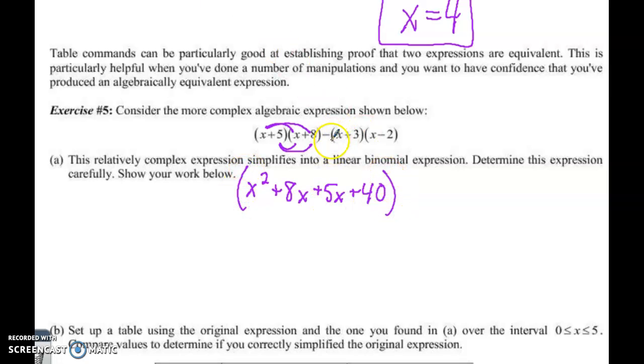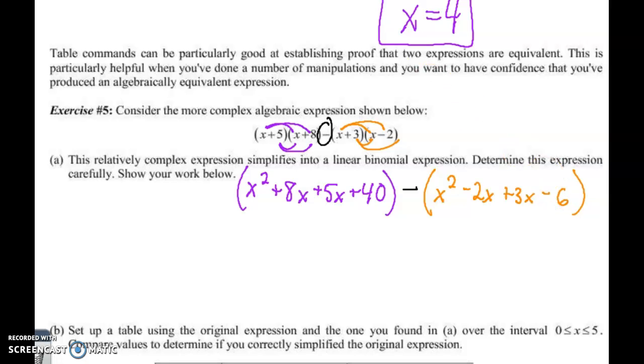I'm going to leave this minus alone right in between. And what you'll notice is I'm putting things in parentheses because this is going to be a big deal. If I don't use parentheses, I'll get the wrong answer. So x times x is x squared. X times negative 2 is negative 2x. And distribute the 3, so it's plus 3x, and 3 times negative 2 is negative 6.